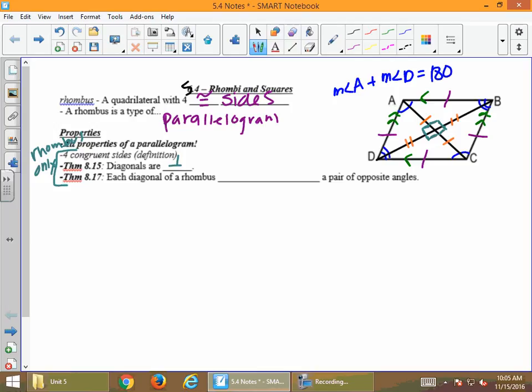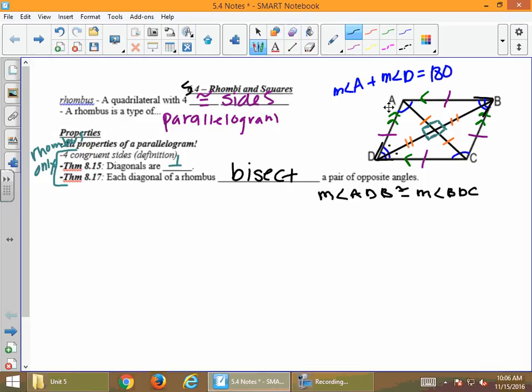Okay. The diagonals also bisect the opposite angle. So these diagonals are cutting these big angles in half. So this little angle is congruent to this little angle. You could say, for example, the measure of angle ADB is congruent to the measure of angle BDC. Those 2 little angles are the same.